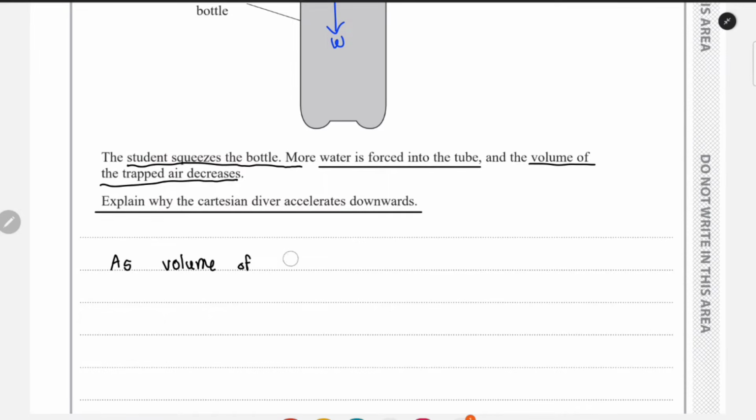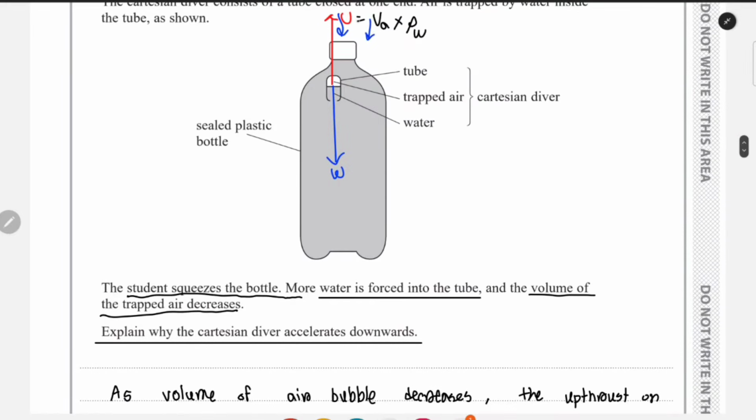As the volume of air bubble decreases, the upthrust on the tube decreases. If the upthrust becomes smaller, we'll have a case like this. So this is the new upthrust. So there will be a resultant downward force, and there will be a downwards acceleration.